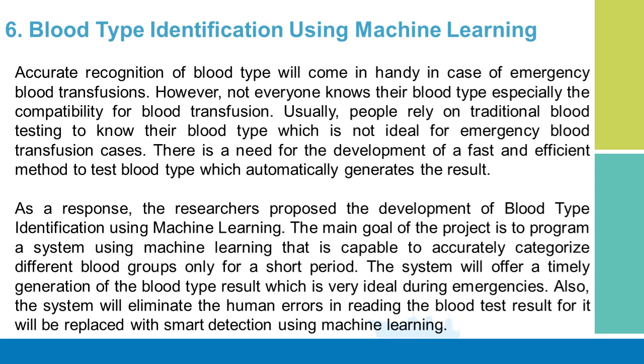The main goal of the project is to program a system using machine learning that is capable of accurately categorizing different blood groups in a short period. The system will offer a timely generation of the blood type result, which is very ideal during emergencies. Also, the system will eliminate the human errors in reading the blood test result, for it will be replaced with smart detection using machine learning.